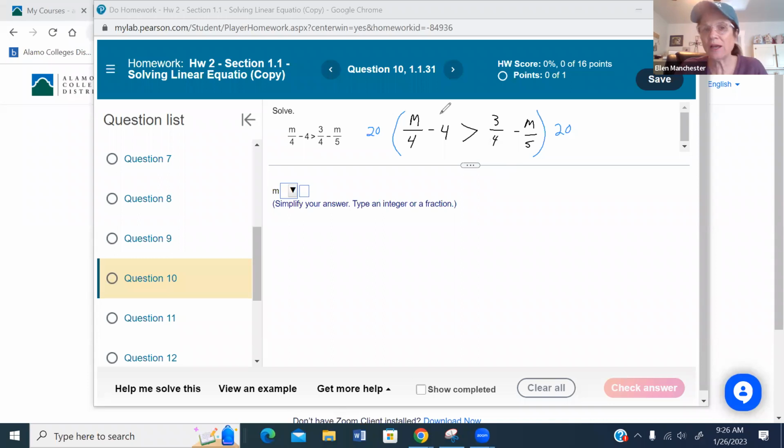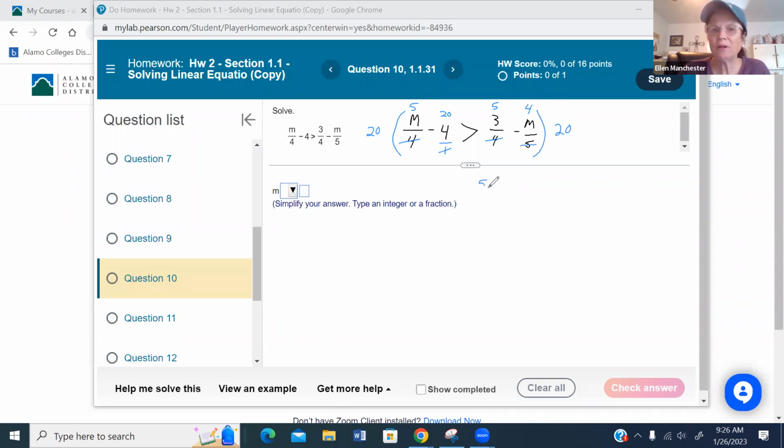So now I'm going to do the shortcut. 4 goes into 20 5 times, and I eliminate the denominator. Now watch. This is a whole number. It's 4 over 1. 1 goes into 20 20 times, and I eliminate the denominator. 4 goes into 20 5 times, eliminate the denominator. 5 goes into 20 4 times, eliminate the denominator. So now I just divided. Now I'm going to multiply.